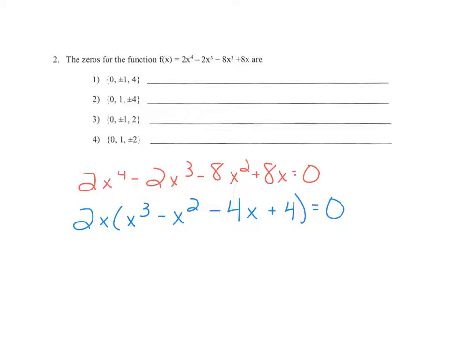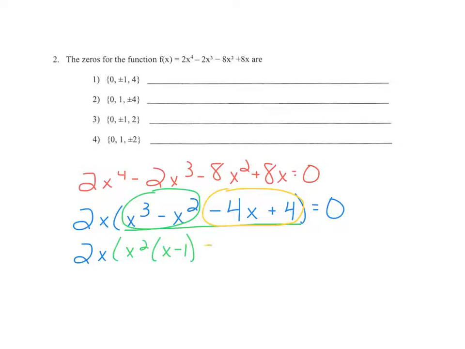Since I have a 4-term polynomial in this parentheses, I'm going to use grouping on that. So I'm leaving my 2x on the outside. My first two terms have a GCF of x squared. When I factor that out, I have x minus 1 left. My second two terms have a GCF of negative 4. By taking out negative 4, this term becomes positive x, and this term becomes negative 1.